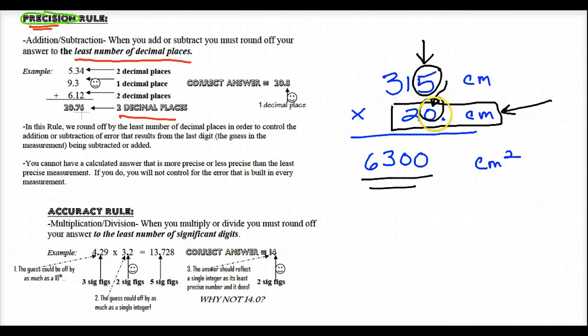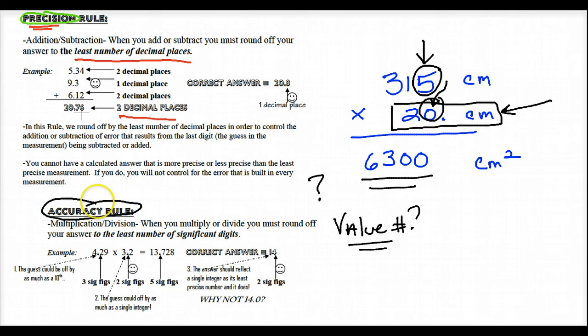Now, if you add the error into the measurement that many times, don't you think you're going to change the actual value of the number? And the answer is yes. The actual value, the known value, is the accuracy rule. So what we do is we round so that we have not just precision or decimal places, but the number of sig figs.